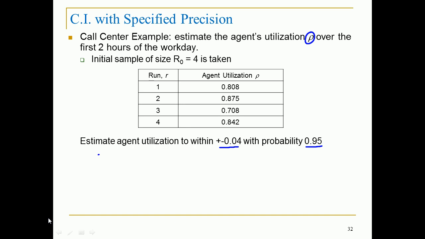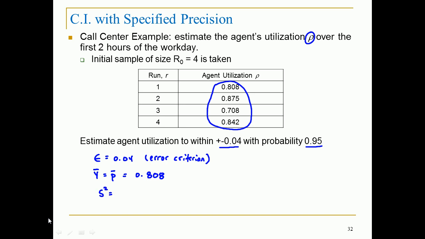So our epsilon, or the specified error, is 0.04. This is our error criterion. We can compute the average for our performance measure, in this case the agent utilization. I'm going to call this P bar. If you look at the average of these numbers, this is equal to 0.81. And if you compute the variance, this is going to be equal to 0.072 squared.